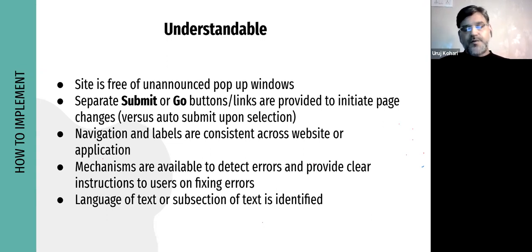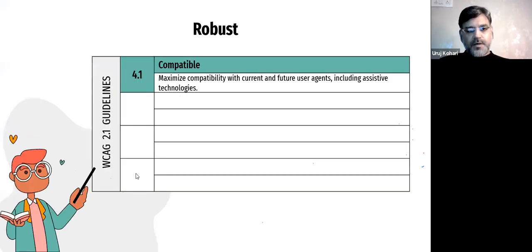And as we said, we have to be more accommodative of it and try and avoid the errors in the first place. Okay. And then we are talking about the last part, where we are talking about language of text or subsection, which we need to identify very clearly. Okay. And then finally, we are moving to the last part, which is robust.